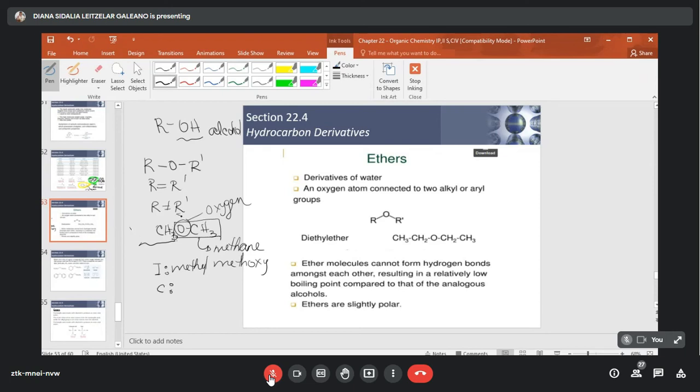For the common name, we put a line of border here. This is called methyl. This is called methyl. So the name is dimethyl ether.